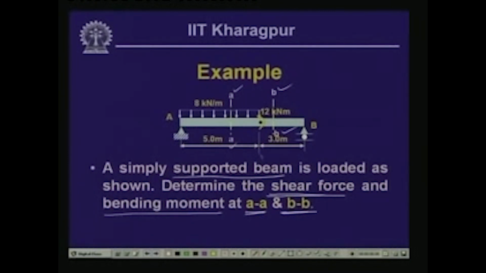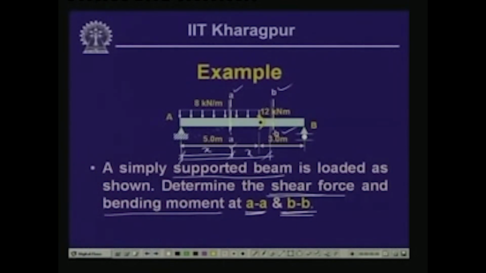Now, please note over here that AA and BB are not fixed locations as such. That means we have not given any fixed dimension for this, and let us call this a variable dimension x, and this is also a variable dimension which we call x. Now, the question is, we will have to find out the value of the bending moment and shear force at AA and at BB.